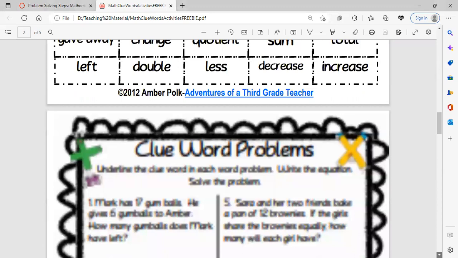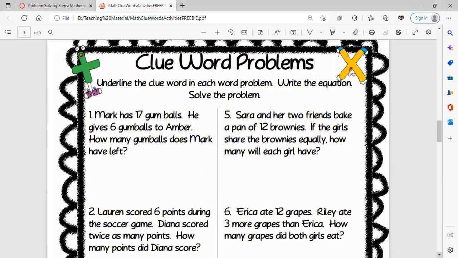Let's go to this problem here. For problem number 1, we're going to be underlining the keyword or the clue word in the problem. We're going to write an equation. So those are 2 plans that we're going to use. We're going to identify the keyword as one plan, and then we're going to write an equation as another, and then we're going to solve the problem using that equation. All right?